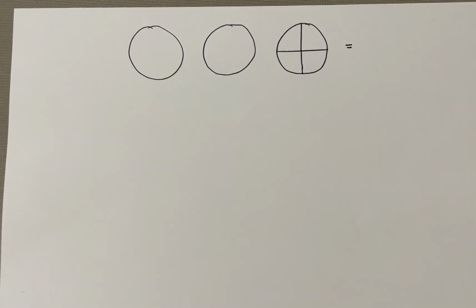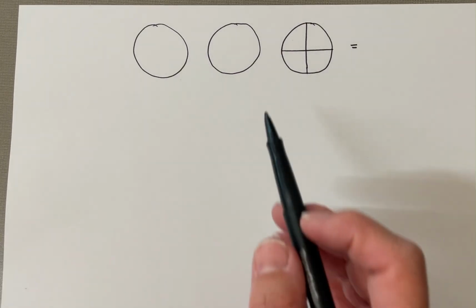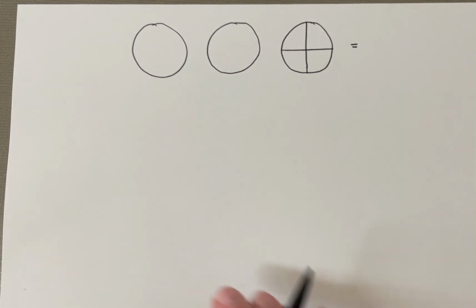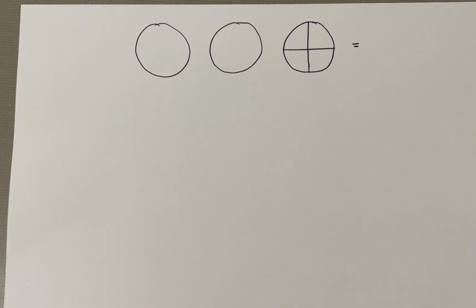We're going to look at how you convert mixed numbers into improper fractions. So first, let's talk about the big picture stuff. What is a mixed number? A mixed number is where you have whole numbers and fractions combined, right?